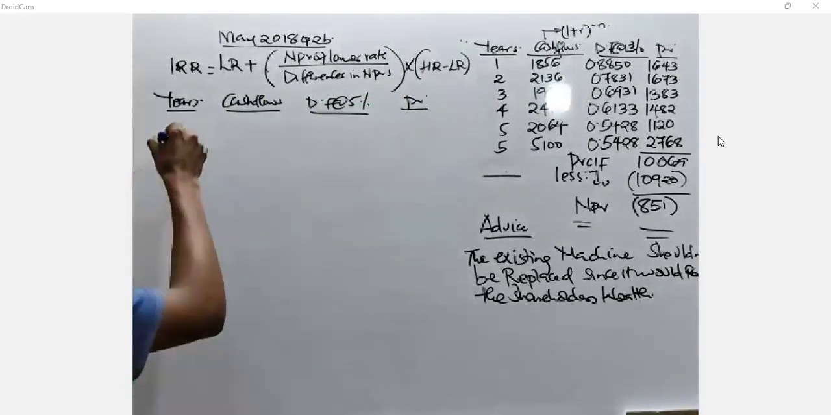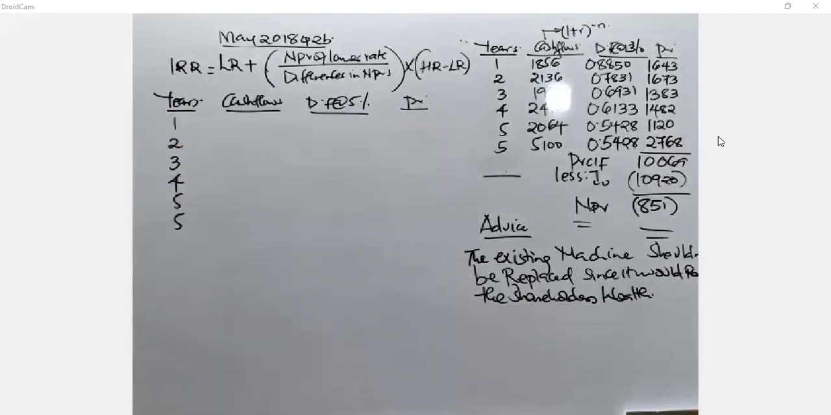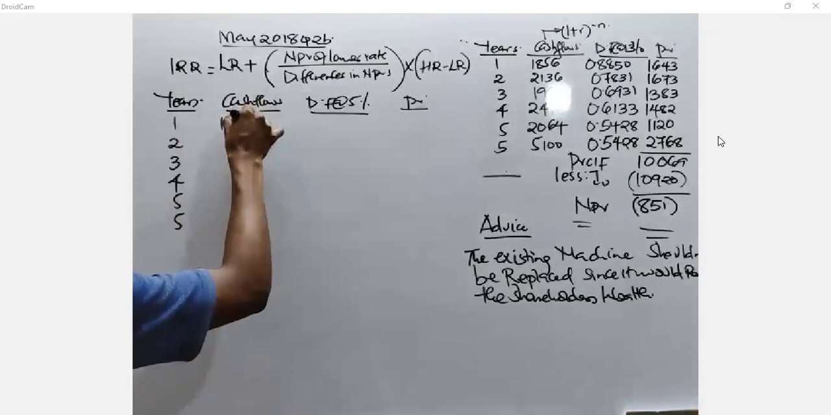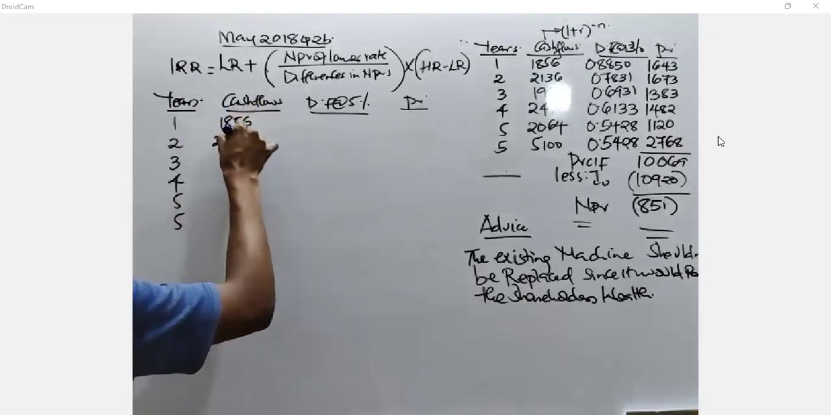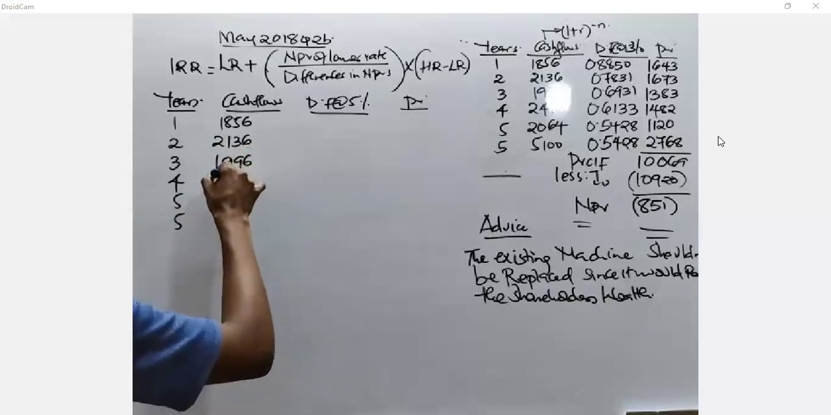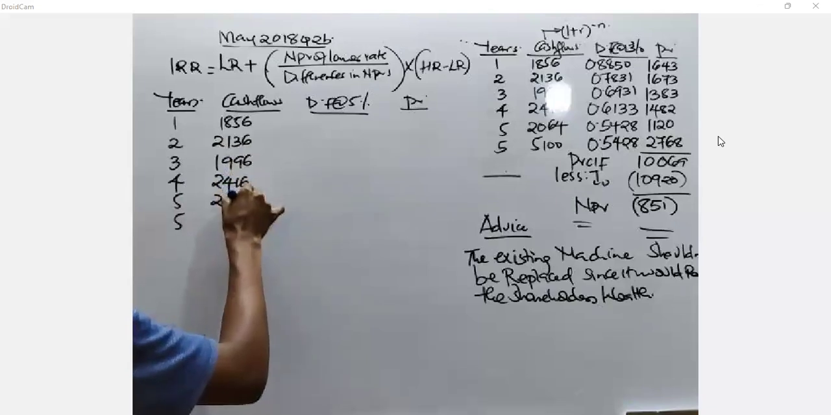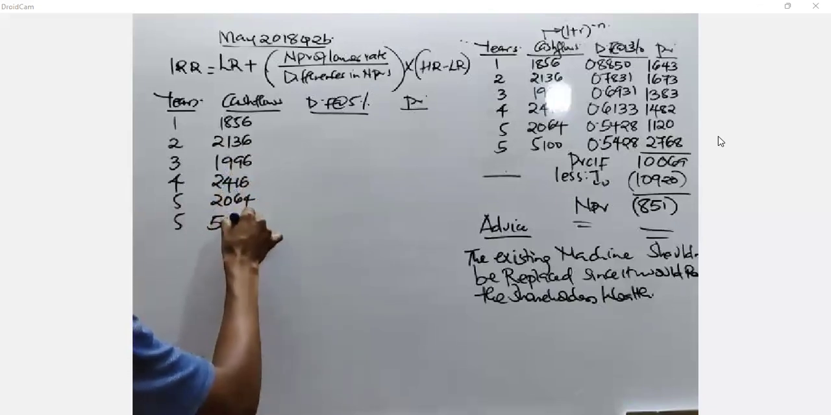So we have years 1, 2, 3, 4, 5, 5. Then we have the cash flows: 1856, 2136, 1996, 2416, 2064, and then 5100.